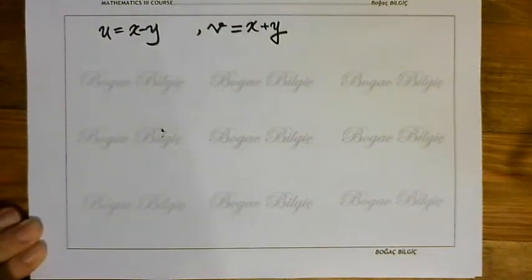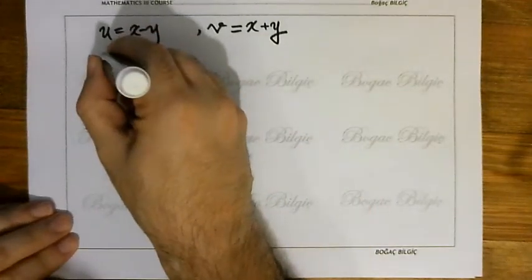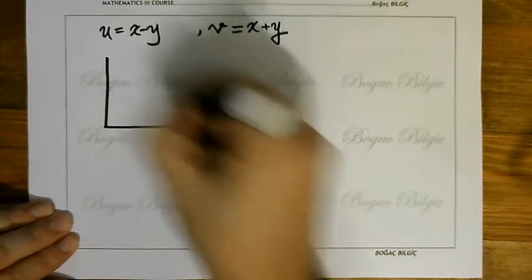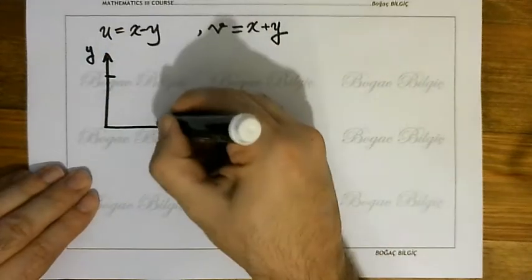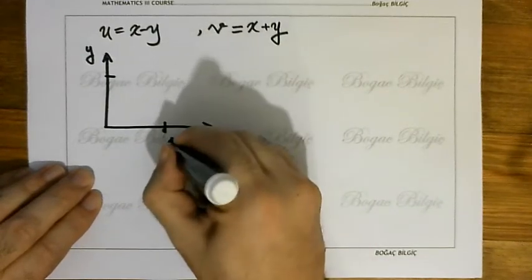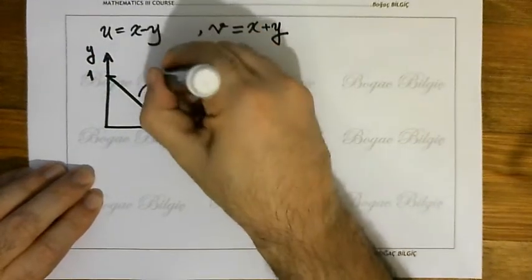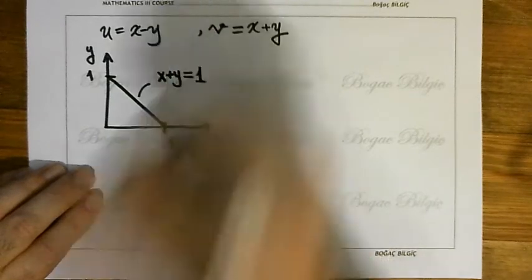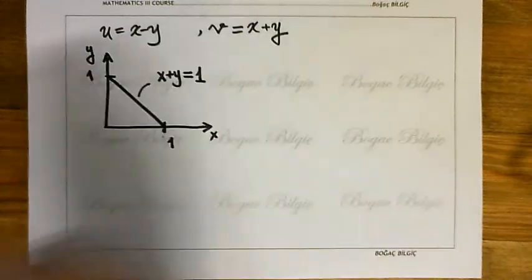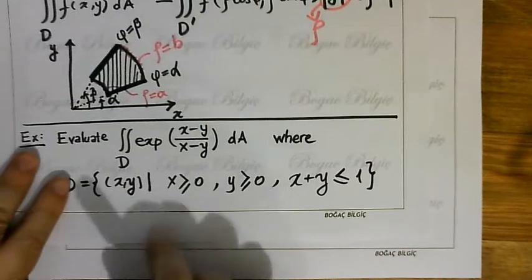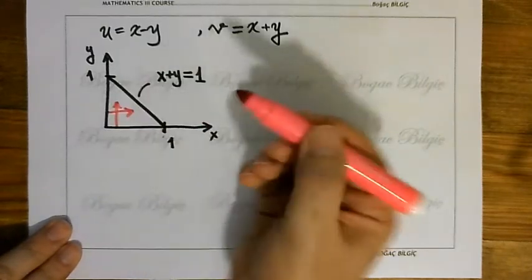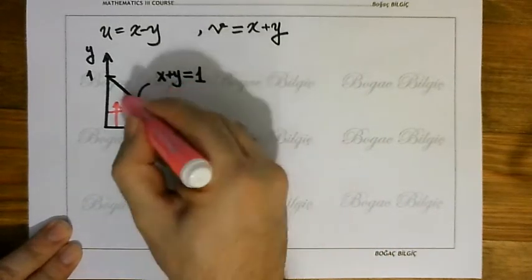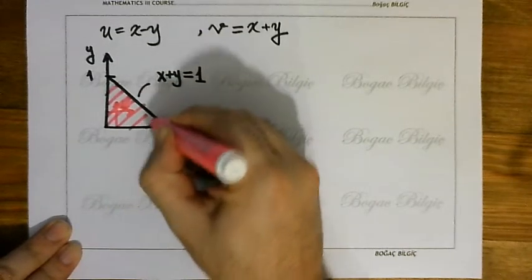The given region D is shown. We draw x, y. So x plus y equal to 1, with intercepts 1 and 1. This is x plus y is 1. The area is x bigger than 0, y bigger than 0 and x plus y smaller than 1. This area is D.